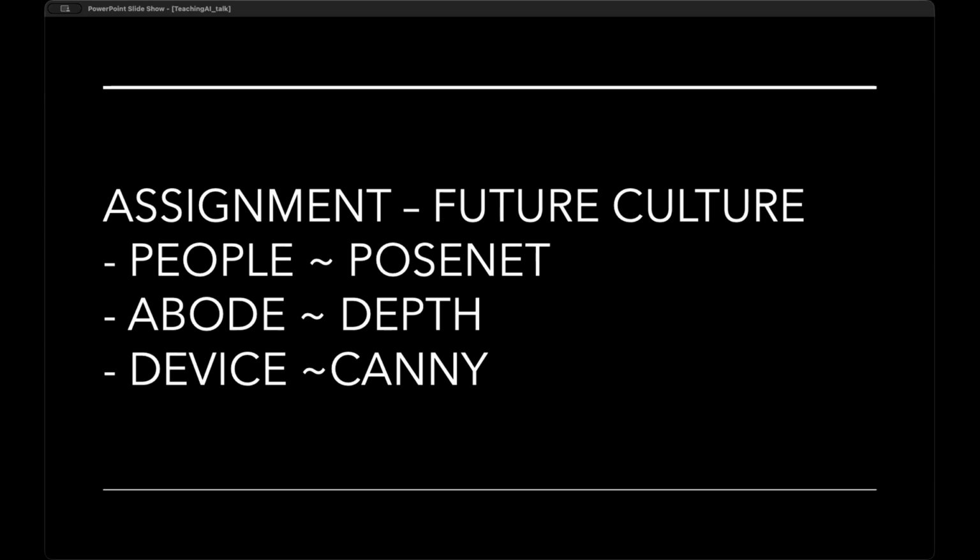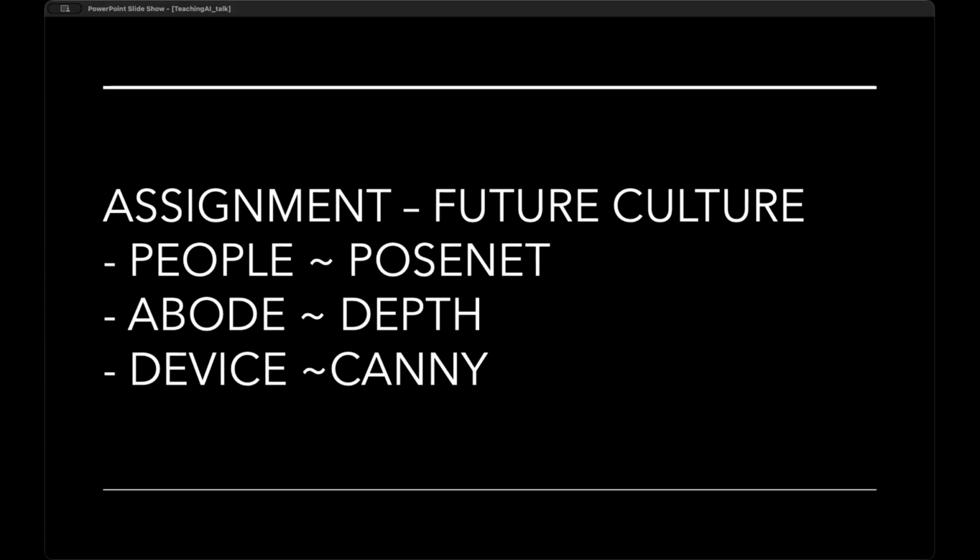And for this, they would use a PoseNet system. They would have to show what their housing or homes look like, where they live. For this, they would use a depth control net. And finally, they would have to depict a device that was central to this culture. And they would use a Canny net for this.